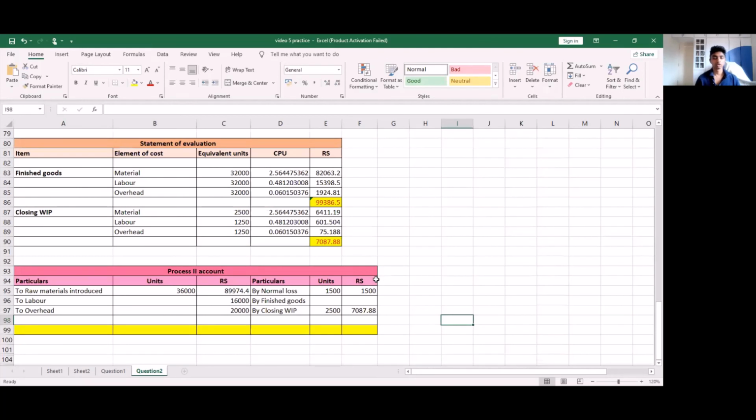Always remember, from our statement of evaluation, we take amounts only for closing work in progress, abnormal loss or gain into our process account. We don't take the amount of finished goods or opening work in progress in the case of FIFO method. So now that we are done with closing work in progress, let's total our units and amounts to find the difference and our finished goods.